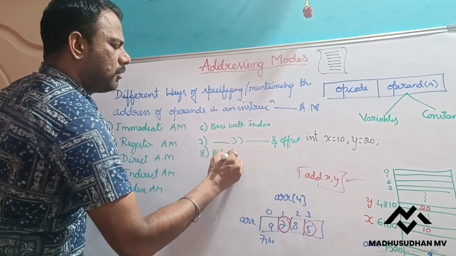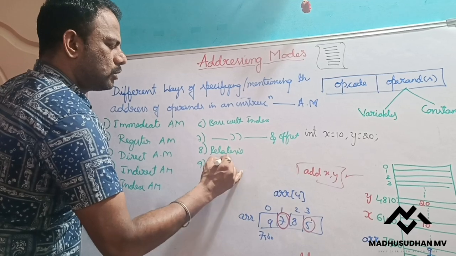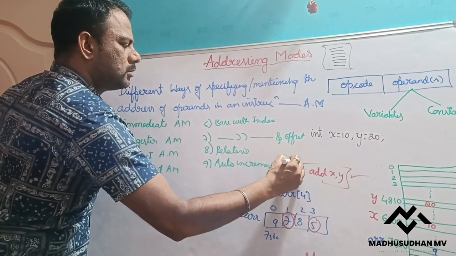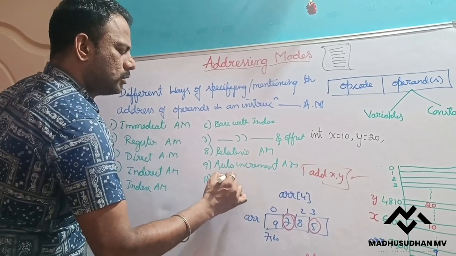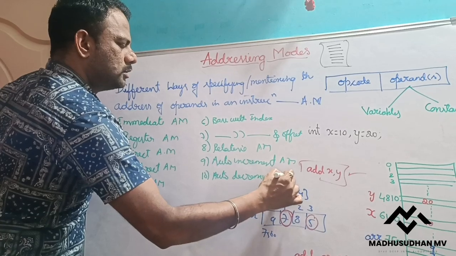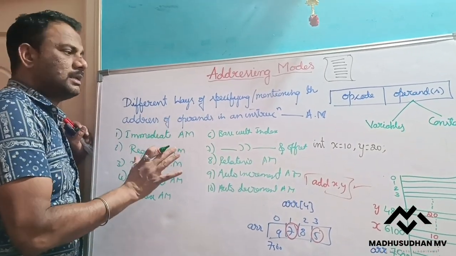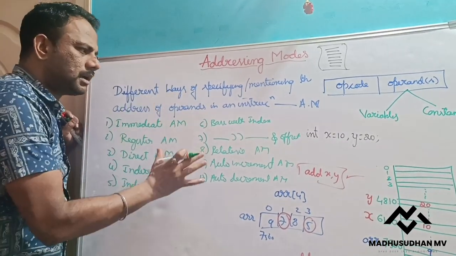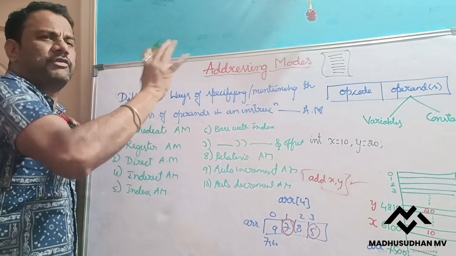The 8th one is relative addressing mode. The 9th one is auto increment addressing mode. The last one is auto decrement addressing mode. So these are the 10 different types of addressing modes. Somebody may use different names, but ultimately these are the different types of addressing modes we can use with the different variables.